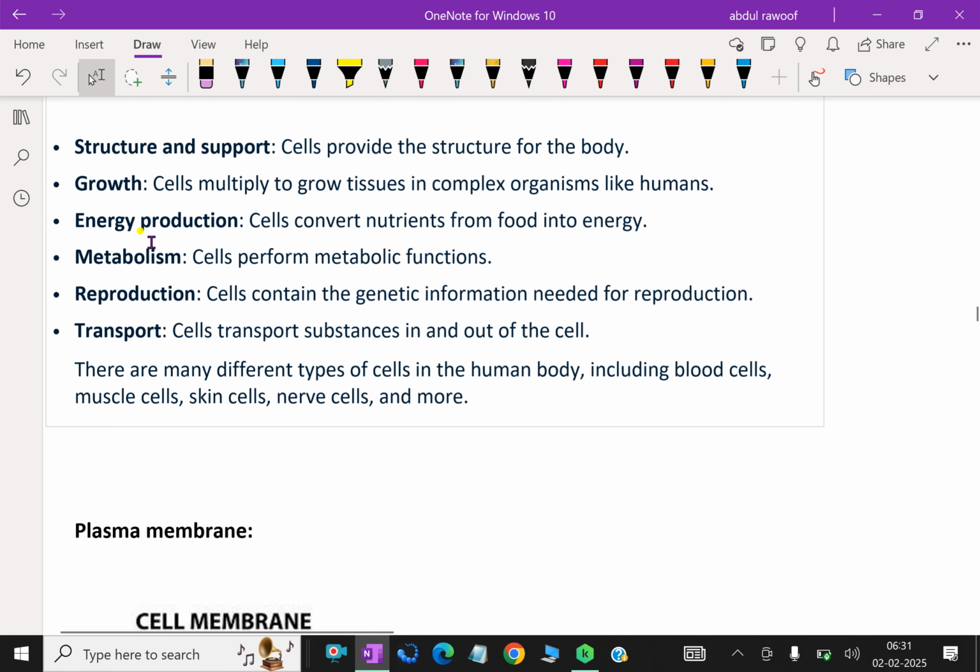Functions. Structure and support: cells provide a structure for the body. Growth: cells multiply to grow tissues in complex organisms like humans. Energy production: cells convert nutrients from food into energy. Metabolism: cells perform metabolic functions. Reproduction: cells contain the genetic information needed for reproduction. Transport: cells transport substances in and out of the cell. There are many different types of cells in the human body, including blood cells, muscle cells, skin cells, nerve cells, and more.